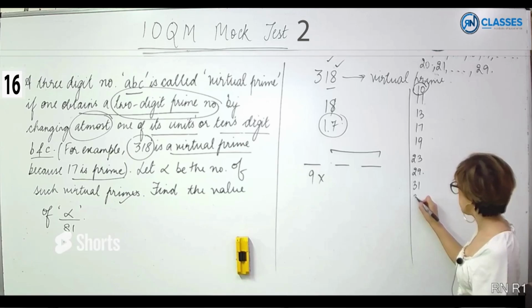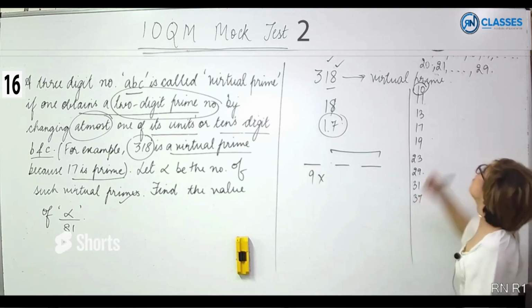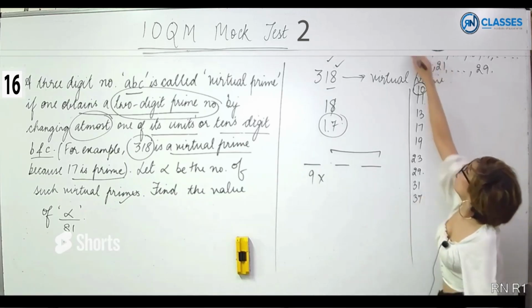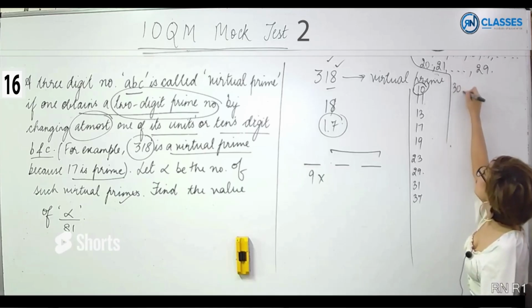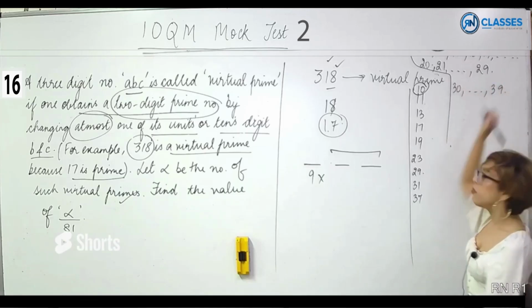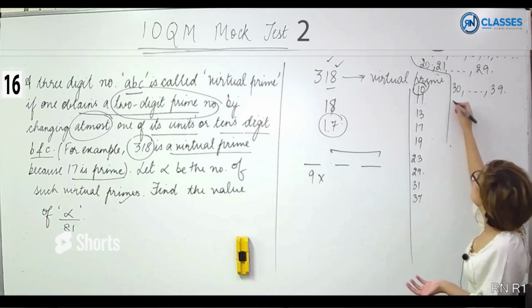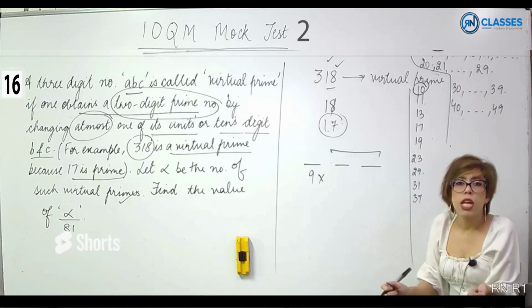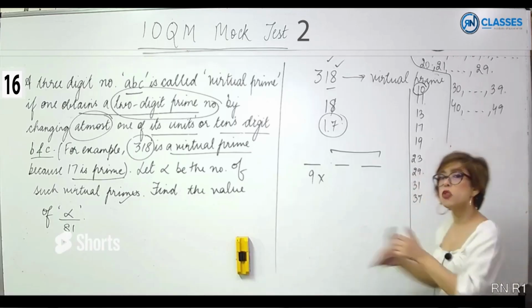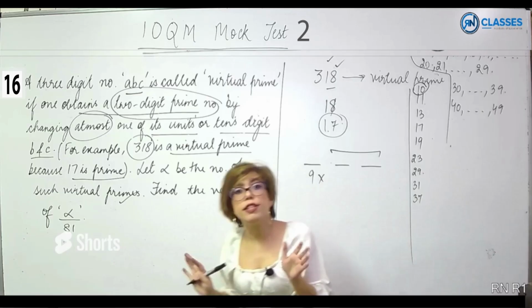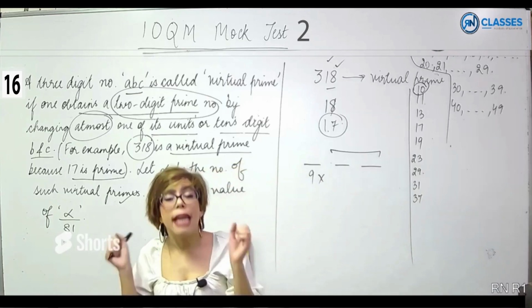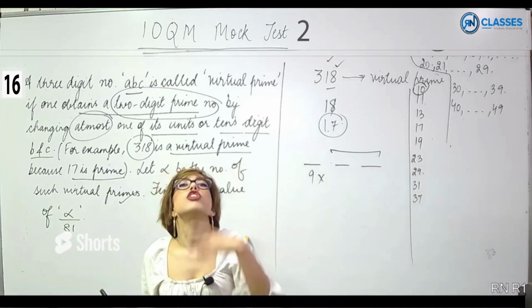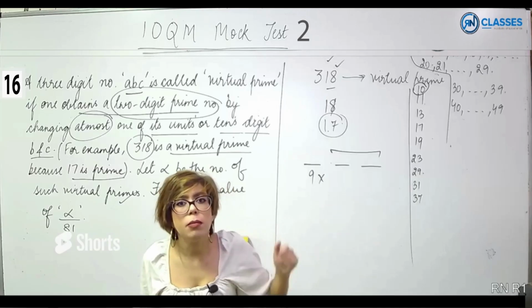And then we have 37. So again, I will cover all the numbers from 30 to 39. Similarly, I will cover all of the numbers from 40 to 49, because I can change one of the digits and I will get 41. Similarly, 50 to 59, 60 to 69, all of the 2-digit numbers are covered. You take any 2 digits, you just need to change one of its digits and you'll get a prime number.